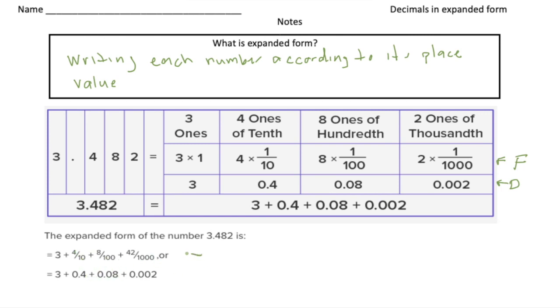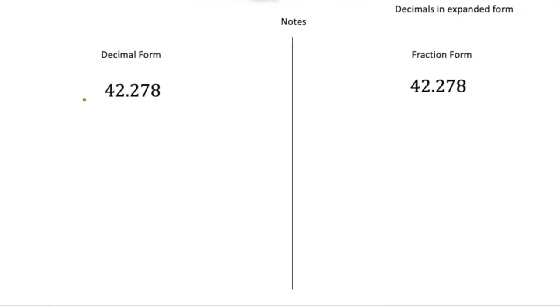So let's write that in. So this is the, again, fraction form. And this right here is the decimal form. All right, so if you turn the page, let's write down these two numbers in expanded form. And we're going to do this first number in decimal form, and then we're going to do the same number in fraction form. Okay, so here we have the number 42 and 278 thousandths.